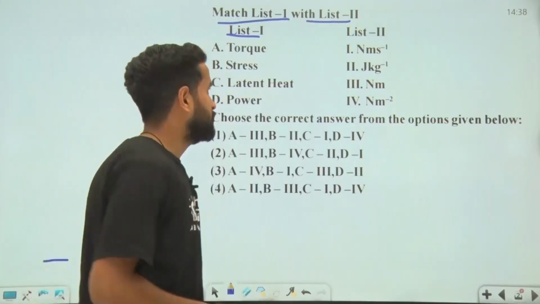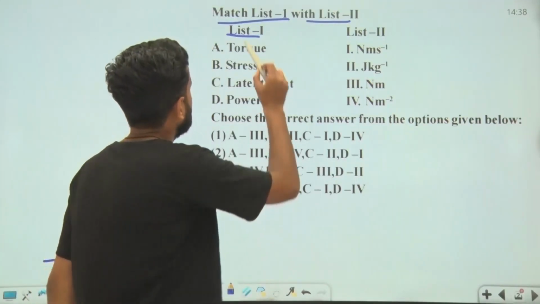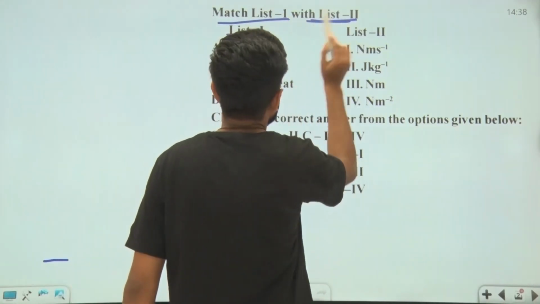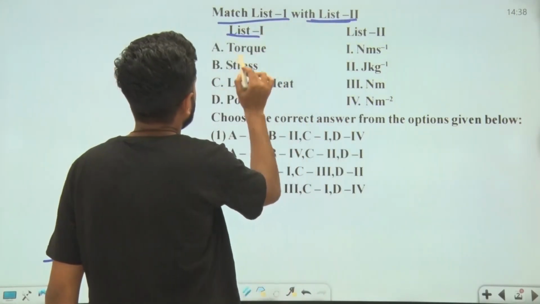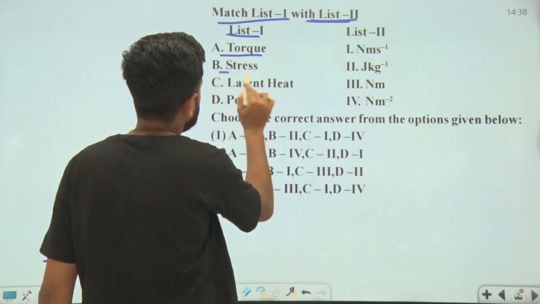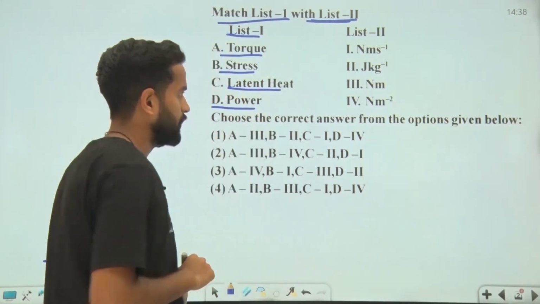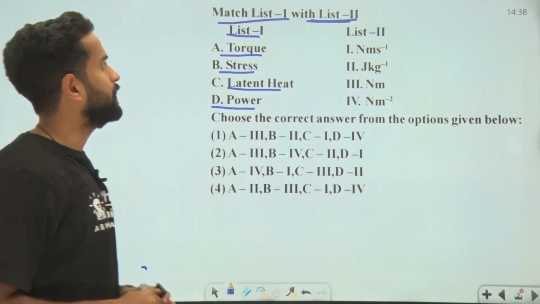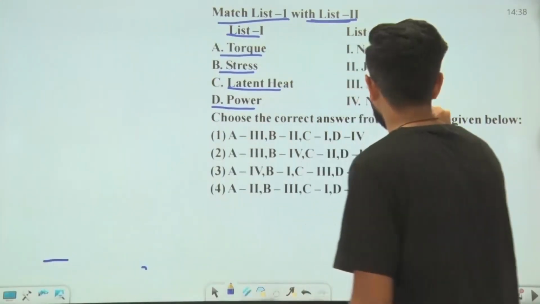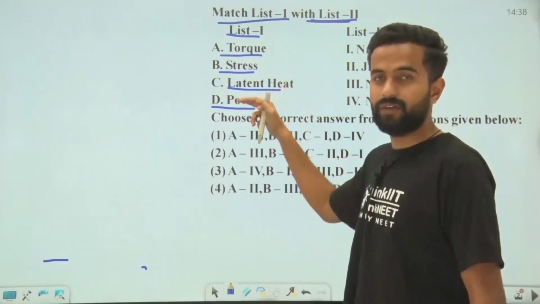Hello students, so the question is match list 1 with list 2. List 1: A is torque, B is stress, C is latent heat and D is power. Basically we have to find the SI units for these 4 given quantities.